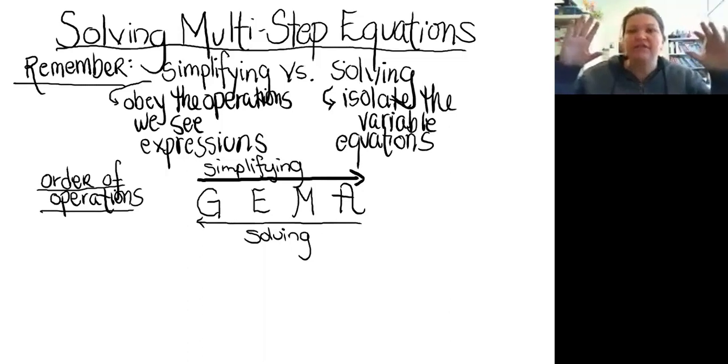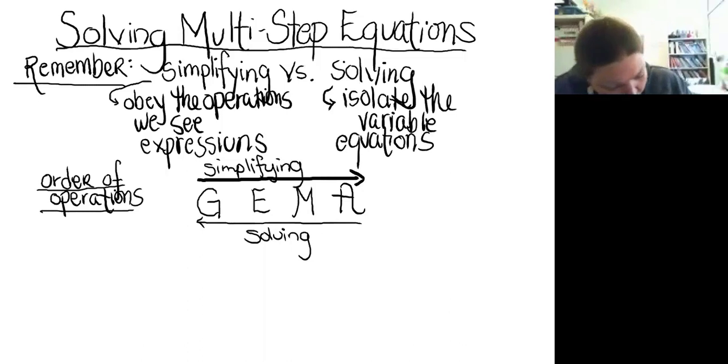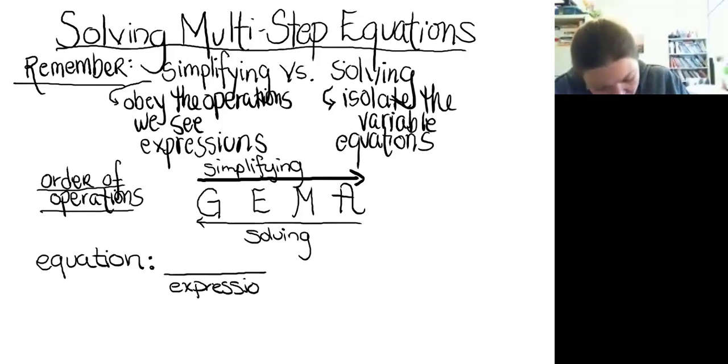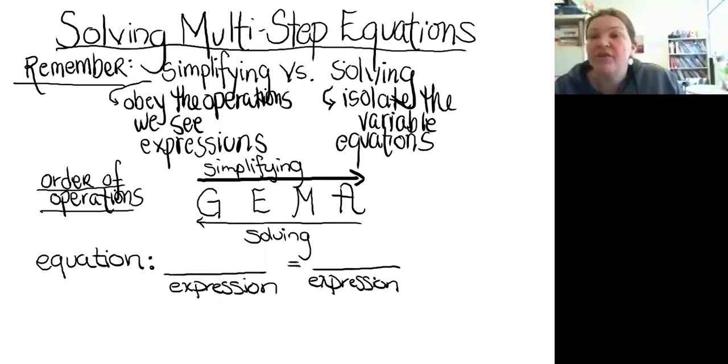So here's the big idea for today. Remember that all an equation is, the definition of an equation, and those were the things we solved, is an expression equal to another expression. Two expressions that are equivalent make up an equation. Well, we know that we can simplify expressions and we can solve equations. And today we're going to see problems where we do both.